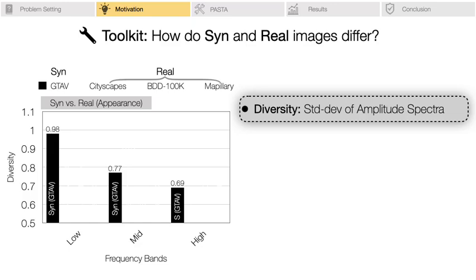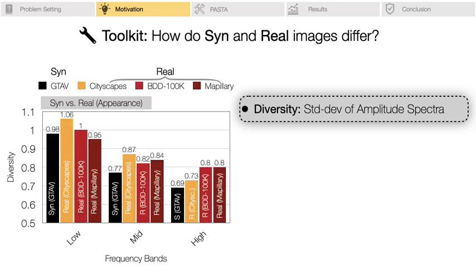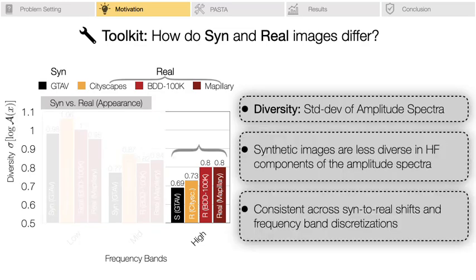Here, we assess the diversity of the amplitude bands in our synthetic dataset, GTA5, using the standard deviation of the values in the amplitude bands as a measure for diversity. When comparing the amplitude band statistics between GTA5 and the real-world datasets, we notice a distinct disparity between them. In the high-frequency band specifically, we see that GTA5 images are less diverse when compared to real-world images. This observation holds across multiple Syn-to-Real shifts and frequency band discretizations.